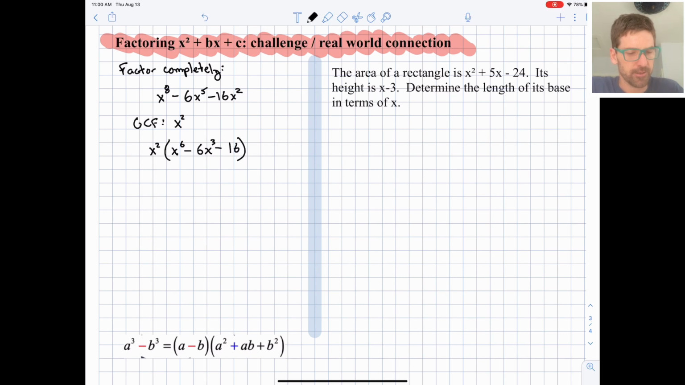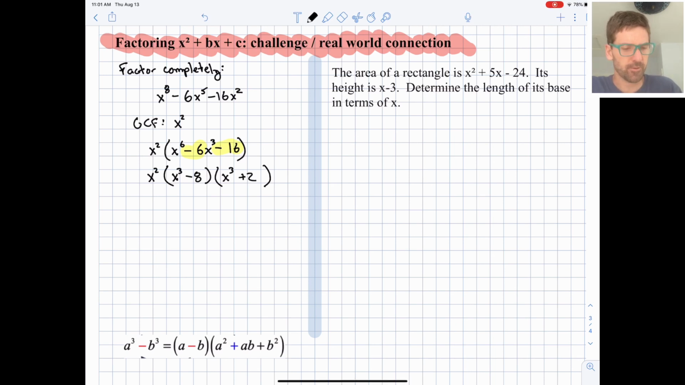And then let's see what I can do. It looks like I can factor this trinomial into the product of two binomials. That's the thing that we've been doing with the FOIL method, factoring a trinomial into two linear binomials. But here instead we'll have an x cubed to start off each binomial. And then we need to think of a couple numbers whose product is negative 16 and whose sum is negative 6. So it's going to be a minus 8 and a plus 2.